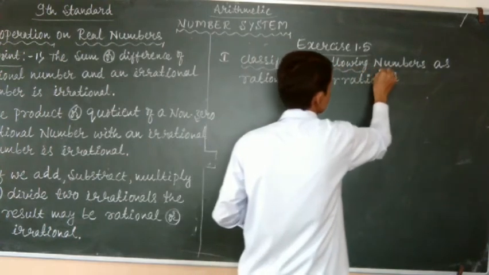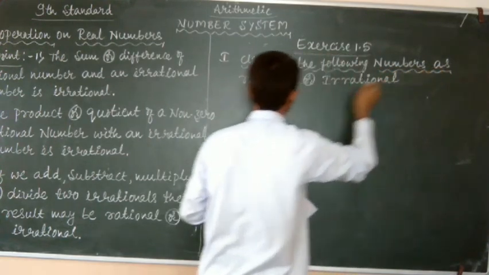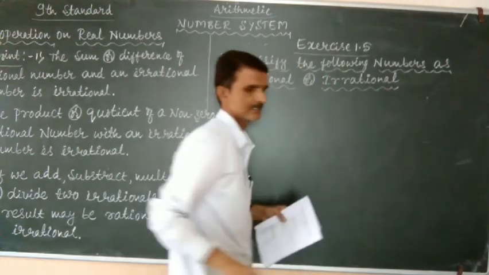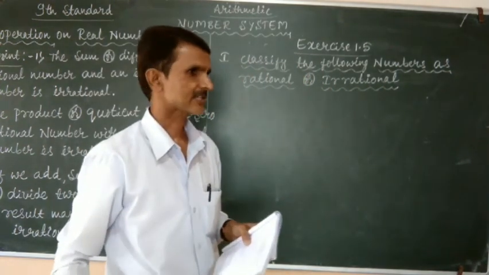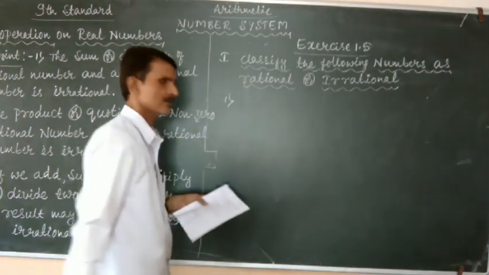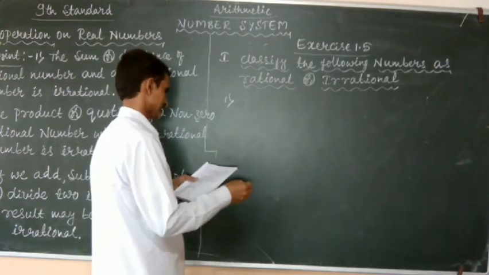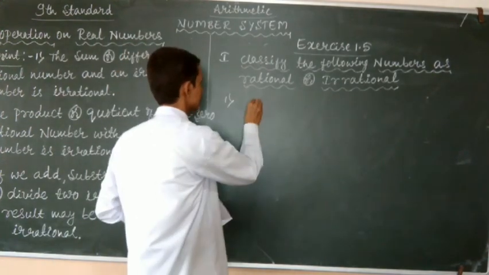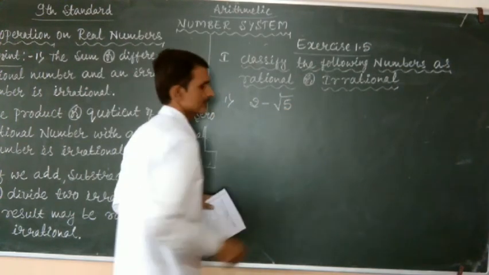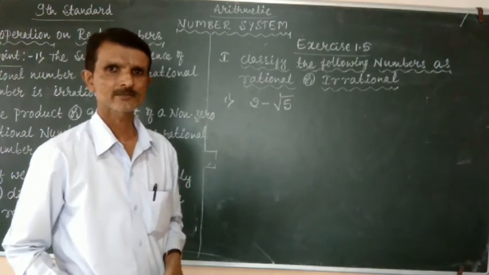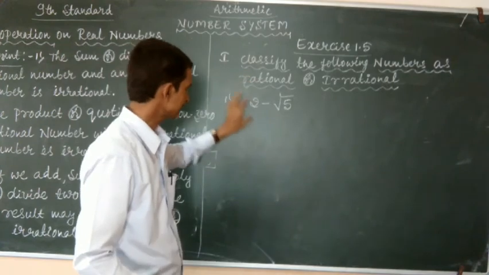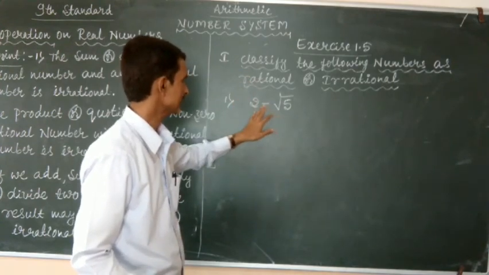So here in this program we have to classify whether it is a rational number or an irrational number. First problem is 2 minus root 5. Students, observe this problem, 2 minus root 5.